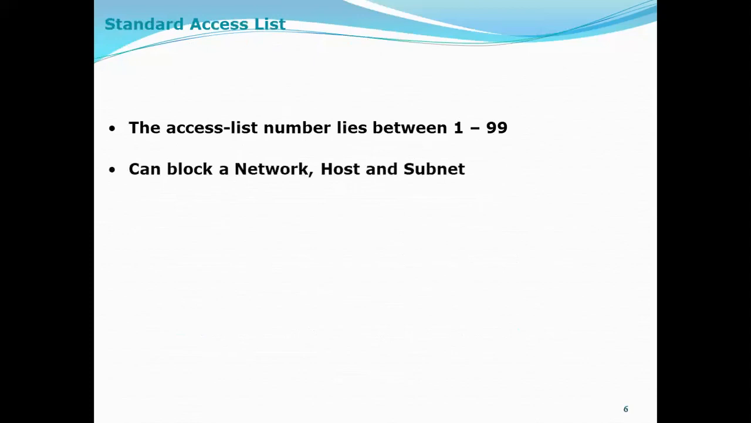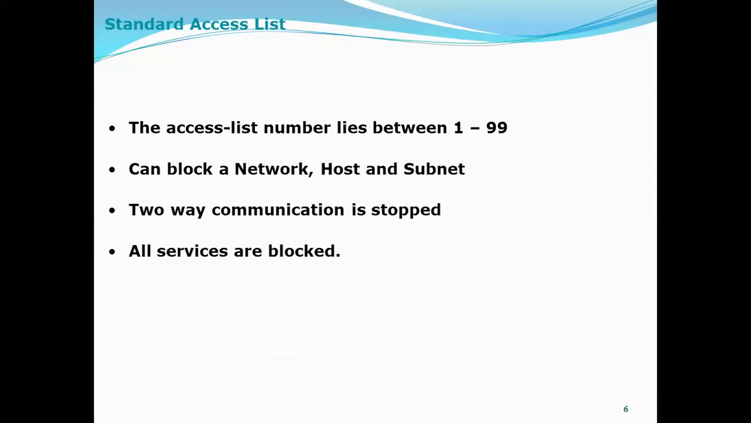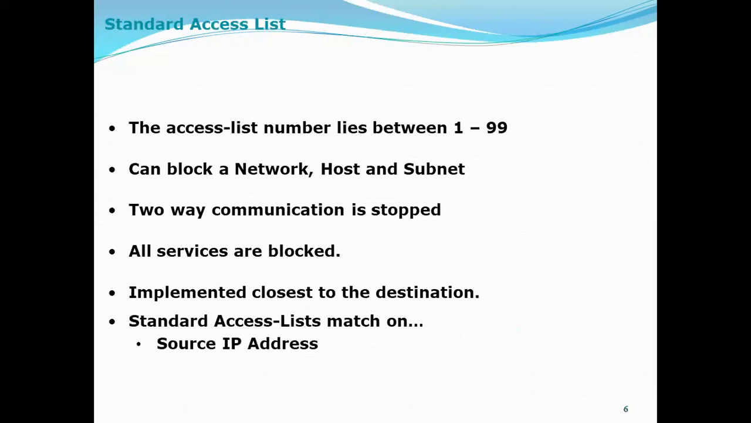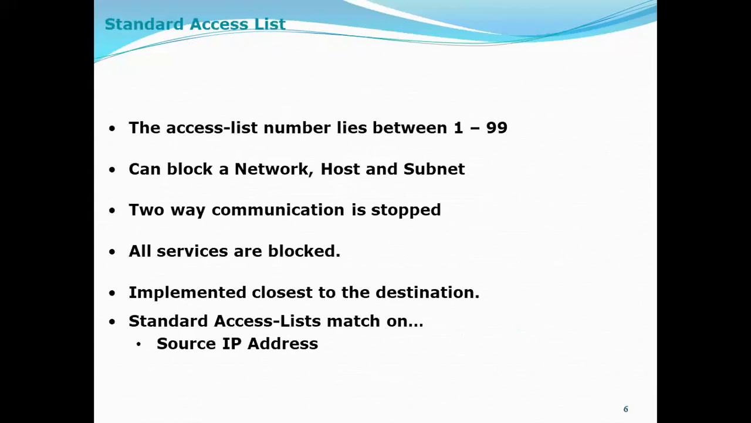Can block a network, host, and subnet only based on IP. Two-way communication is stopped. So whatever source IP is blocked or denied, two-way communication is stopped. It will not even receive or send. All services are blocked. So for that particular source IP, every service, HTTP, FTP, everything will be blocked. And always standard ACL is implemented or applied close to the destination. Standard ACL is matched on the basis of source IP. Yeah, so this is about standard ACL.